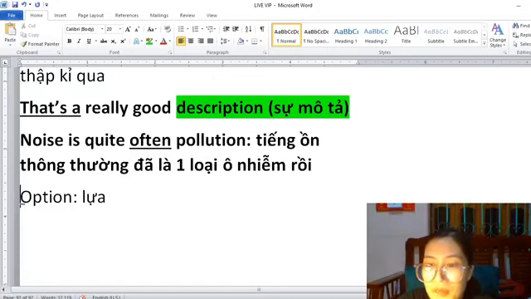Noise is quite often pollution. Tiếng ồn thông thường đã là một loại ô nhiễm rồi, đúng chưa? Okay, rồi.